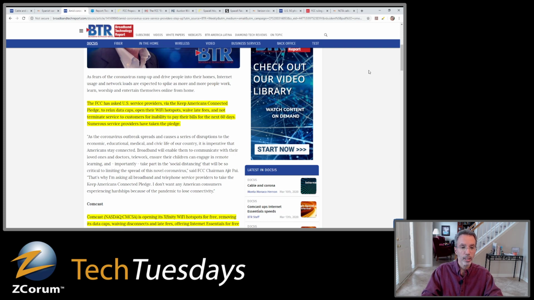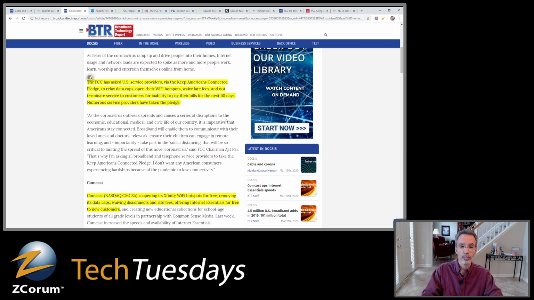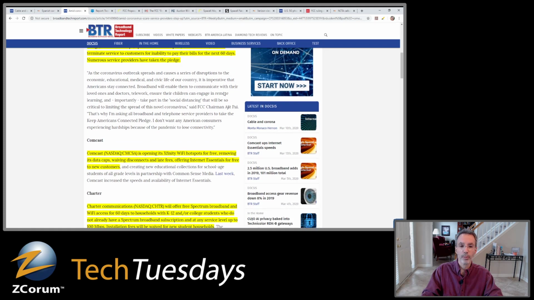You can see here relaxed data caps, open Wi-Fi hotspots, waive late fees, not terminate service to customers who can't pay, because a lot of these customers, again, they're being sent home because their companies can't afford to pay them right now. You know, we'll see what the government does with that, but they're being sent home, and they may be laid off or temporarily sent home. So we don't want to be cutting people off in a situation like this.